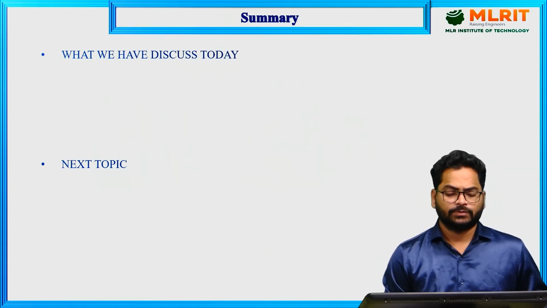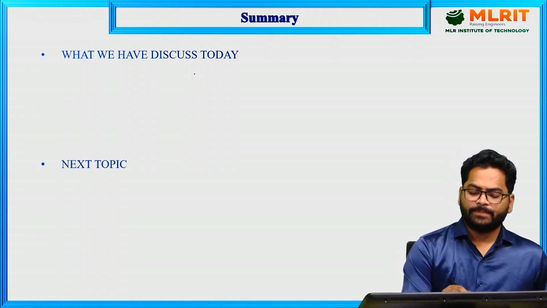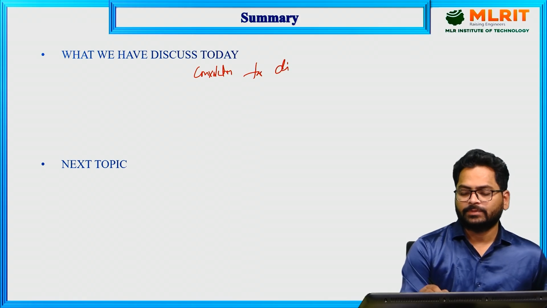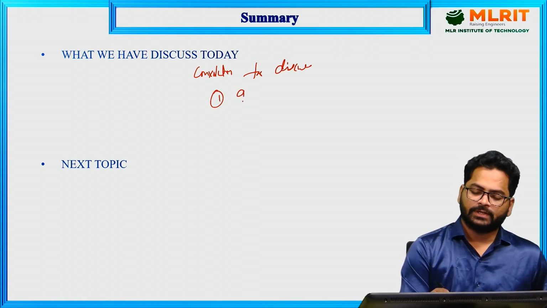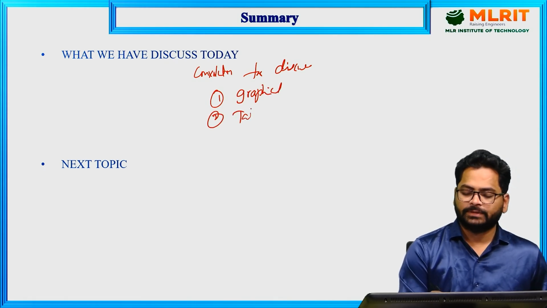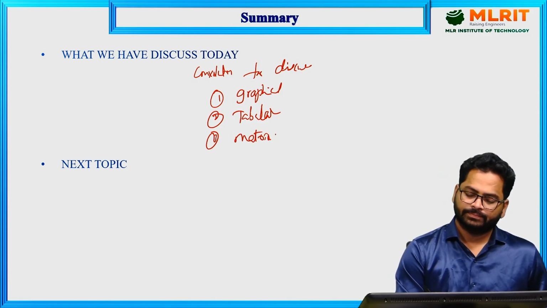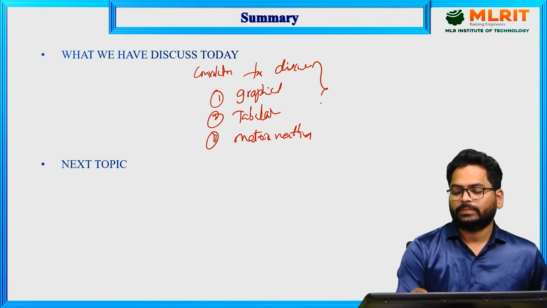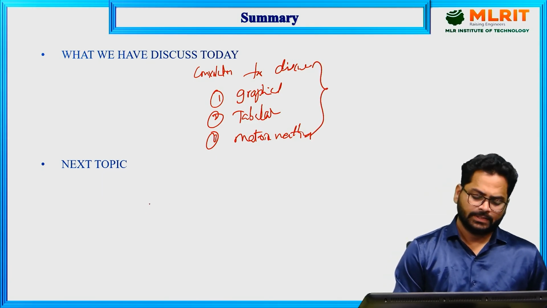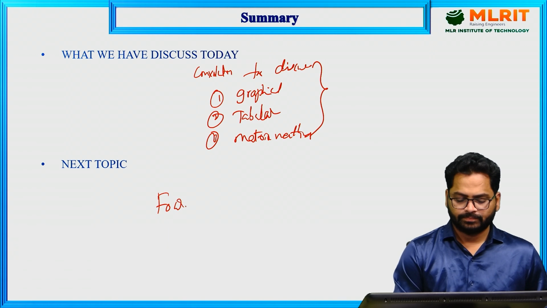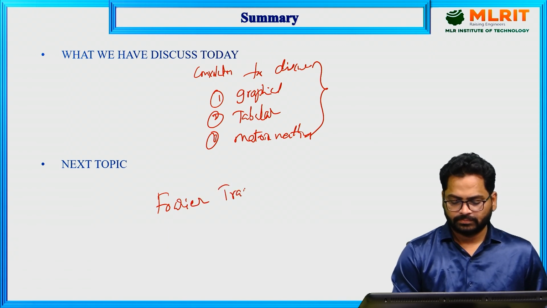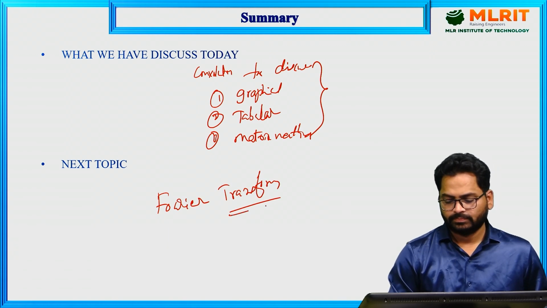So what we studied in this one, finally we studied the convolution for discrete time signals. First method, graphical, we covered. Second one, tabular method. Third one, which we discussed, the matrix method. In the next class, we will see the Fourier transform. Thank you.